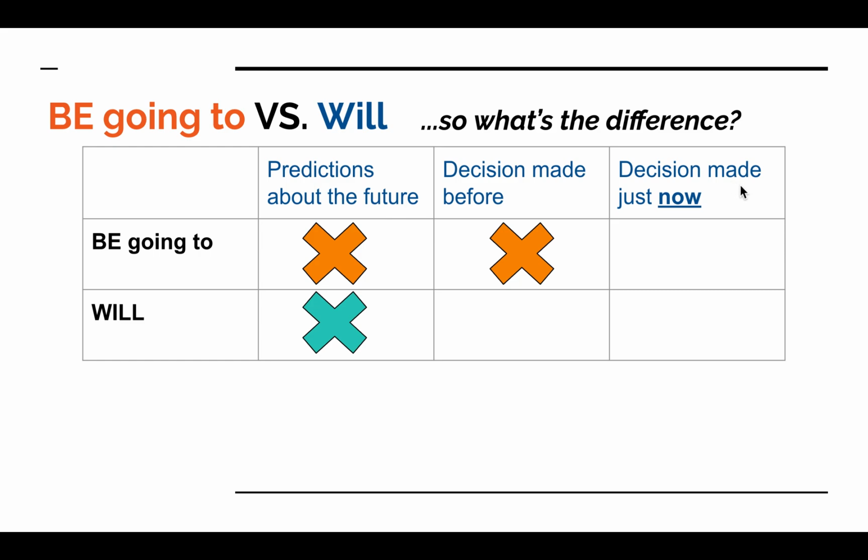Okay, how about this one? Decision made just now, right? So you made the decision right now at this moment of speaking. Maybe you're in a restaurant and the waiter asks you, what would you like? And you could say, I'll have soup. Would you use be going to or will in that sentence? Here we will use will. Be going to would just sound weird to us to use. So these are just a few of the rules of the differences between will and be going to. So you'll be able to know when to use each one.